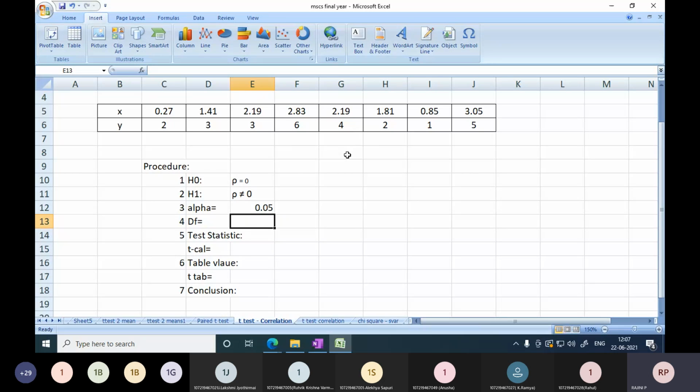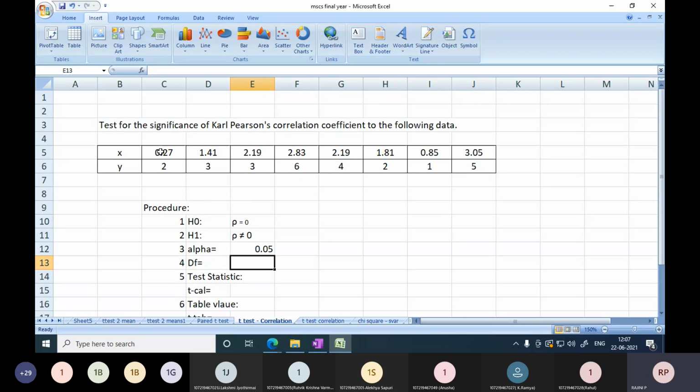So what is given? What is n? How many observations are there? Count. How many? Check it here. 8 observations. So what is the degrees of freedom? n minus 2, that is 8 minus 2 degrees of freedom.